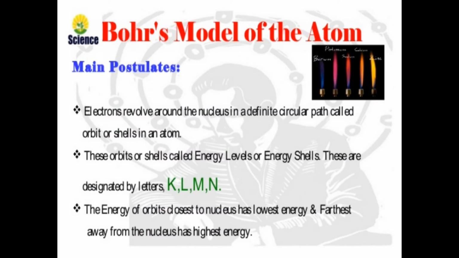Now, Bohr presented a few postulates. He said that an electron revolves around the nucleus in definite circular paths called orbits or shells. So the paths on which electrons are revolving around the nucleus were called shells or orbits. And these orbits or shells, he called energy levels or energy states. And he designated these paths as K, L, M, N.